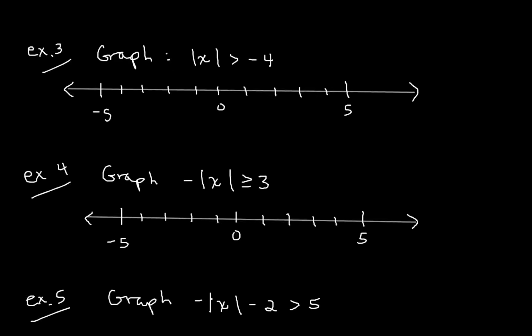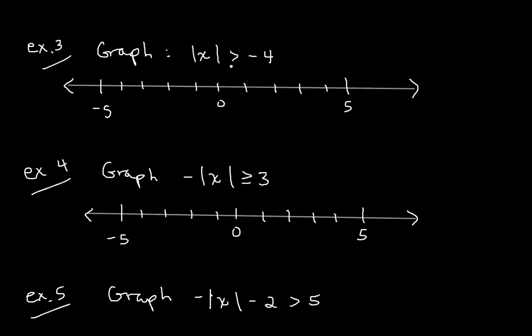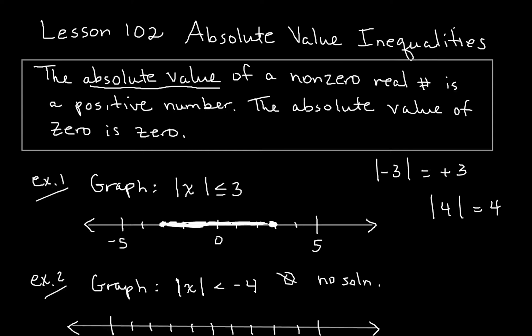Another tricky one. The absolute value of x is greater than -4. Well, sure, any single number that you put in here, when you make it positive, is going to be greater than a negative. So in this case, all numbers are going to be greater than -4. So we're going to color in all the numbers, like this. All the numbers are greater than -4. Tricky, tricky.